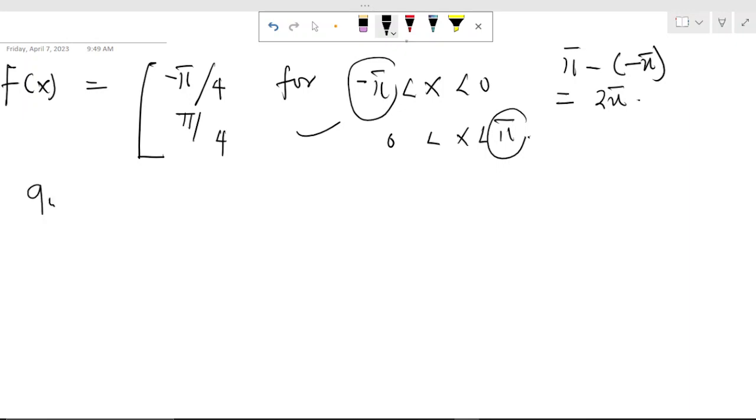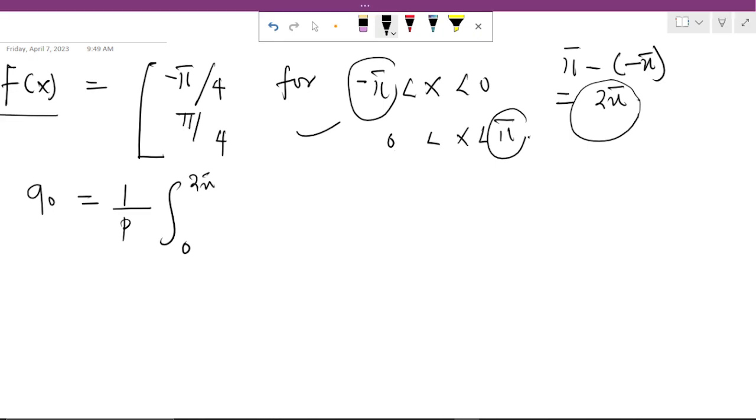So for a reminder, a naught is equal to 1 over the period, integral 0 to 2 pi. Well, this could change depending on the range you're given. For example, if I'm using this here, this means 0 to 2 pi again. It will become what now? Minus pi to 0, and then 0 to pi. But the period stays as what? 2 pi. Because the 2 pi here is for the entire function f of x. Are we clear on that? Very good.